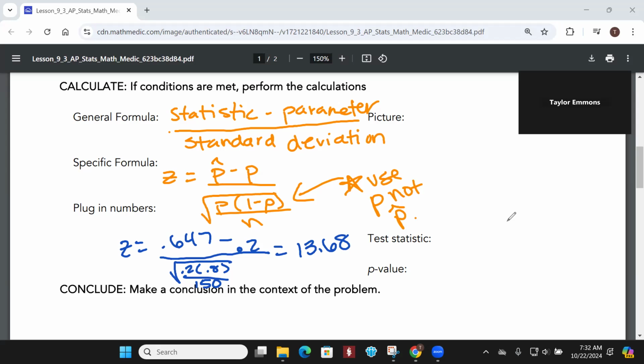Okay, so 13.68 is our test statistic. That's what we call Z. Is that on our table? So what's the likelihood of that happening? P-value is going to be equal to 0.